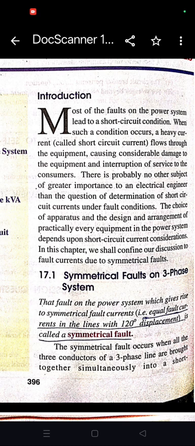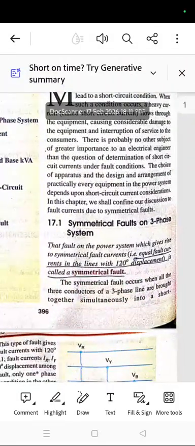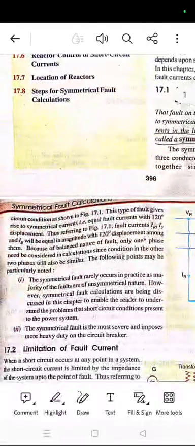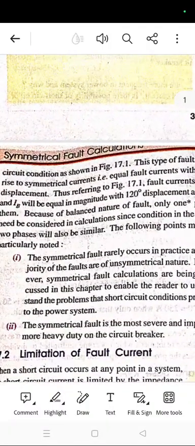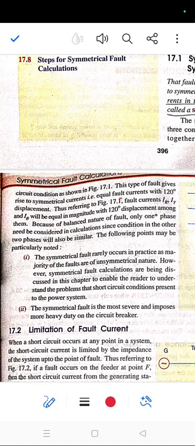The fault on the power system which gives rise to symmetrical fault current, with equal fault currents in the lines displaced by 120 degrees, is called a symmetrical fault. The three-phase lines are brought together simultaneously into a short circuit condition. This type of fault gives rise to symmetrical currents, with the currents IR, IY, IB equal in magnitude and 120 degrees displaced among them.